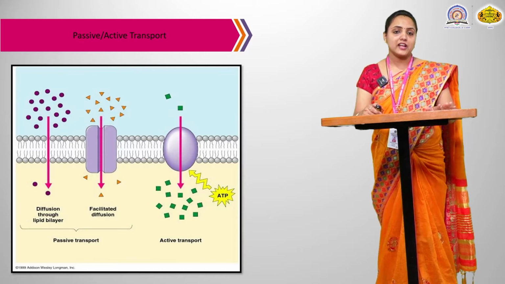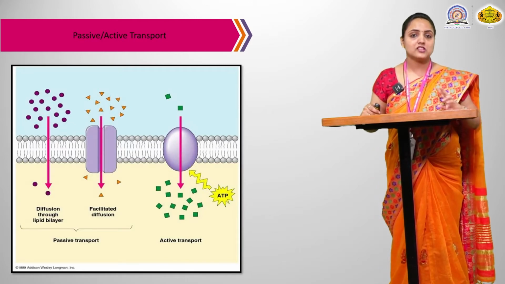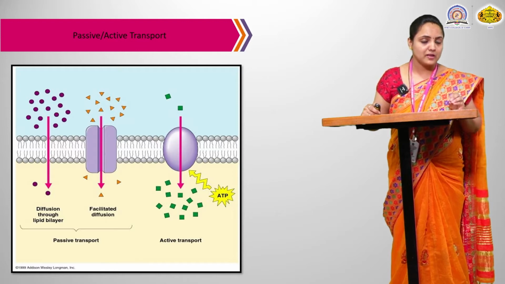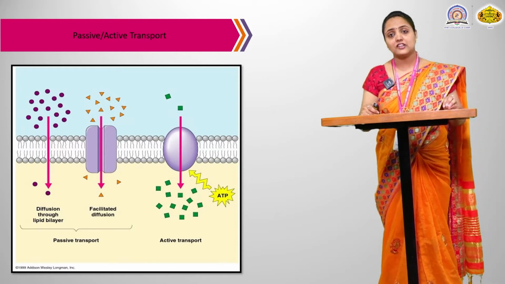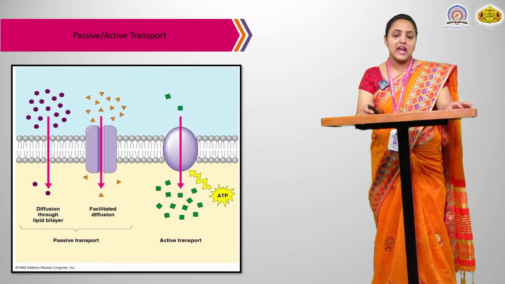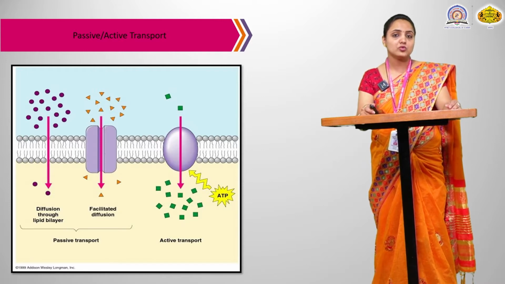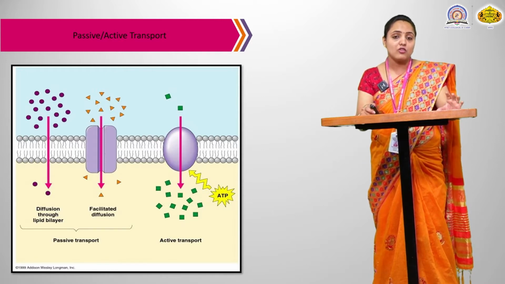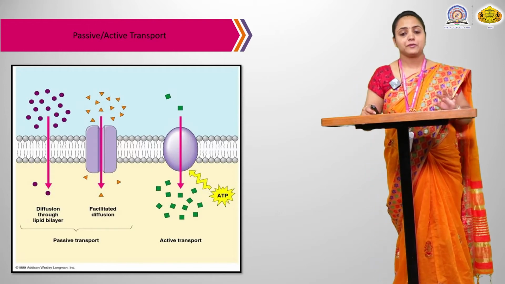You can see in the diagram the passive and active transport. In passive, you can see two types: diffusion through the lipid bilayer by a simple diffusion mechanism, and facilitated diffusion, in which we use a carrier or a transporter. In active transport, you can see molecules moving from low concentration to high concentration, and the movement is directly dependent on ATP.